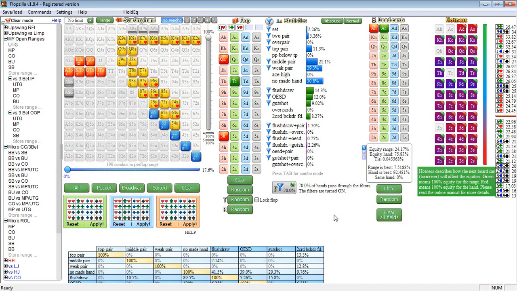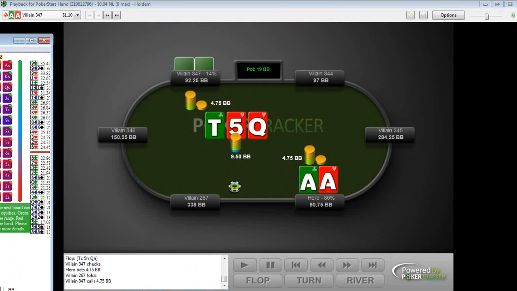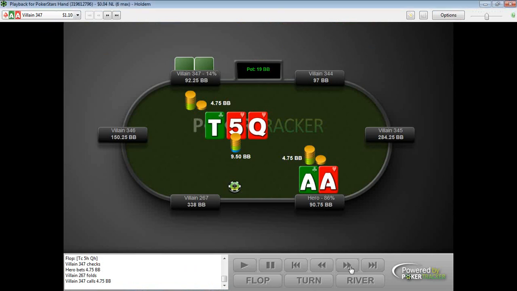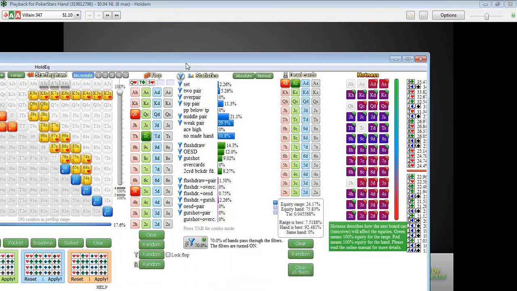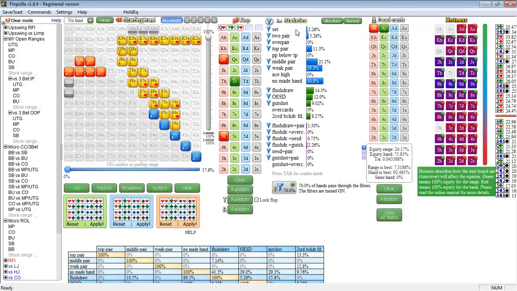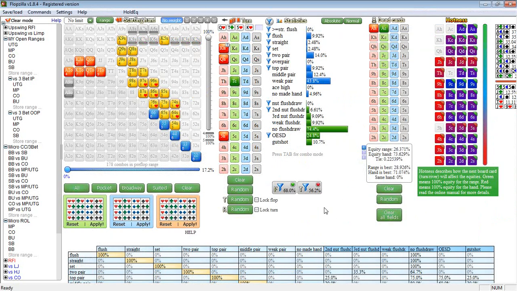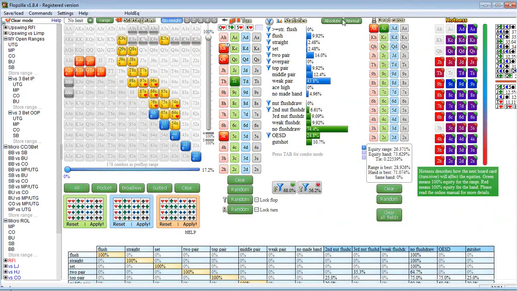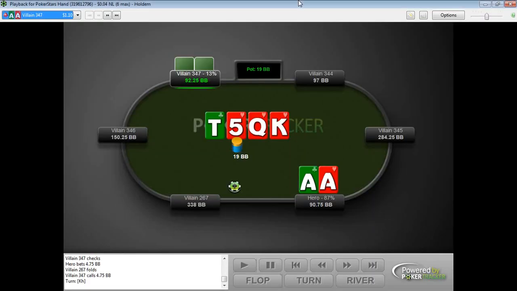Okay, so here we have 70% of his range. This is what it looks like. Our equity here is 75%. So now let's put in that king of hearts here. So now we put in the king of hearts. So let's see. So he checks.